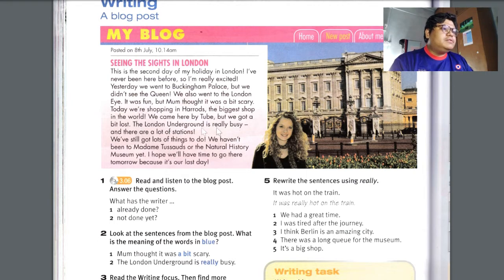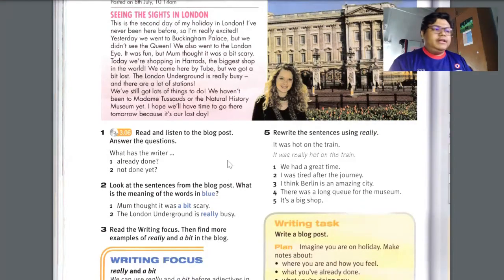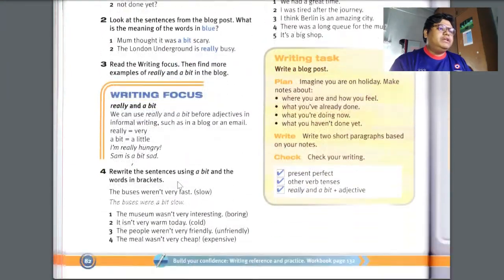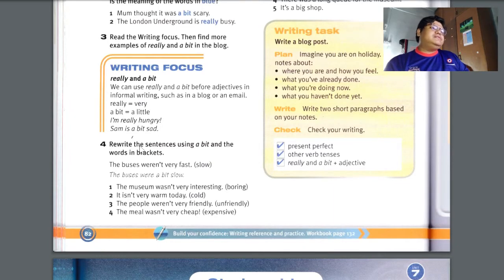A bit lost. We got a bit lost. So maksudnya dia tak sesat sangat, cuma sedikit sesat lah. Maybe for a bit they got lost, but then they found their way. Lagi apa tu? Yeah, I think that's it. So if you find other answers, you can take note of it. Kalau awak jumpa jawapan lain, boleh take note lah. Right, we move on to exercise number 4.